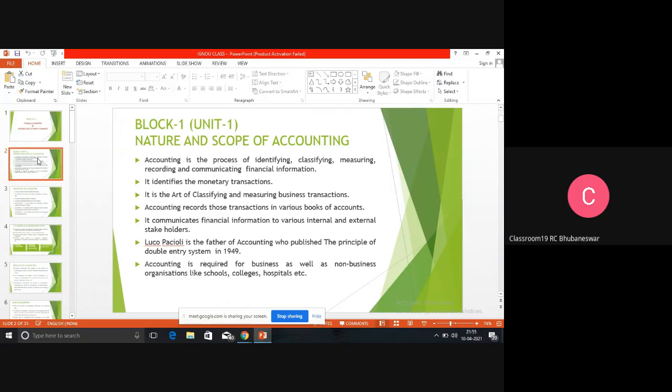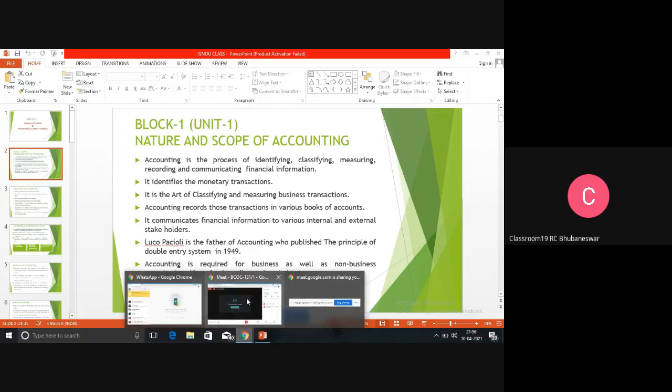So accounting is the art of recording. The first part of accounting is recording, the second part is classifying, then interpreting, measuring, analyzing and communicating the financial information. So who is the person who created this concept? If the question arises, Luca Pacioli is the father of accounting, who started this in the year 1949.